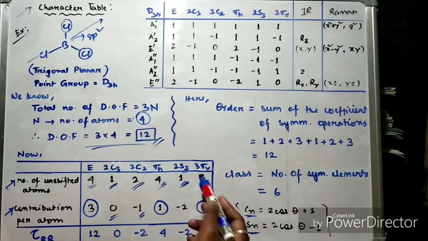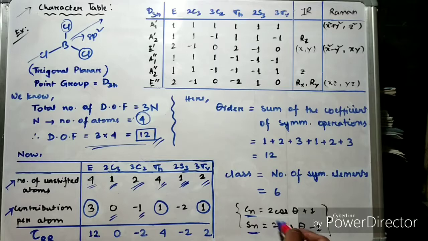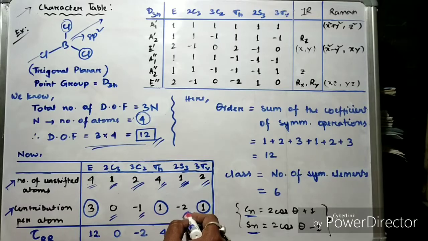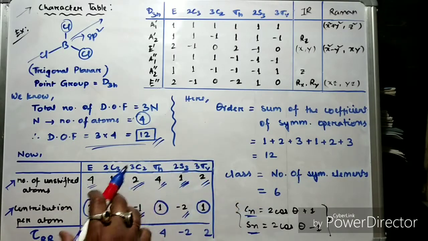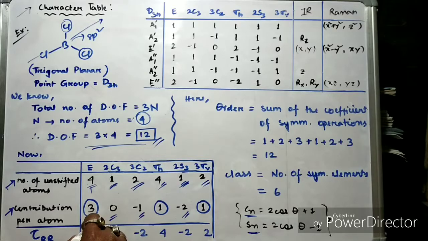Okay, and for S3 we know that it is 120 degrees, cos 120 will be minus half, so the 2 will get cancelled, minus 1 minus 1, it will be minus 2, so the contribution will be minus 2. So after finding out the number of unshifted atoms and the contribution per atom, we will simply multiply these terms. After multiplying these terms we will write it on the next row.